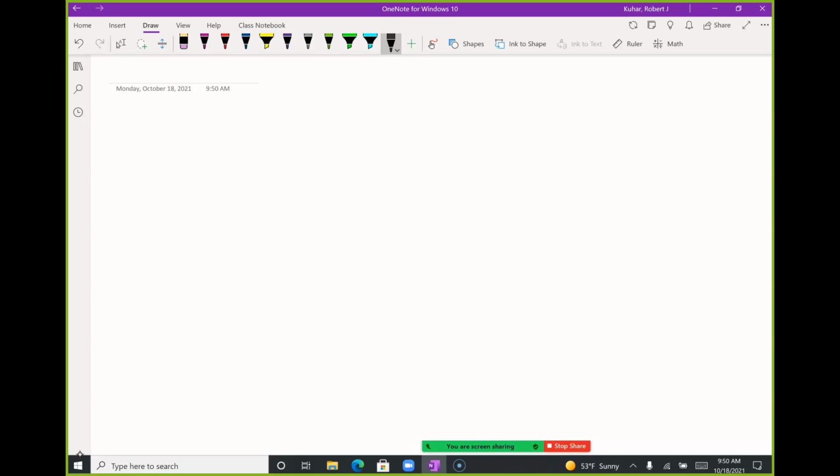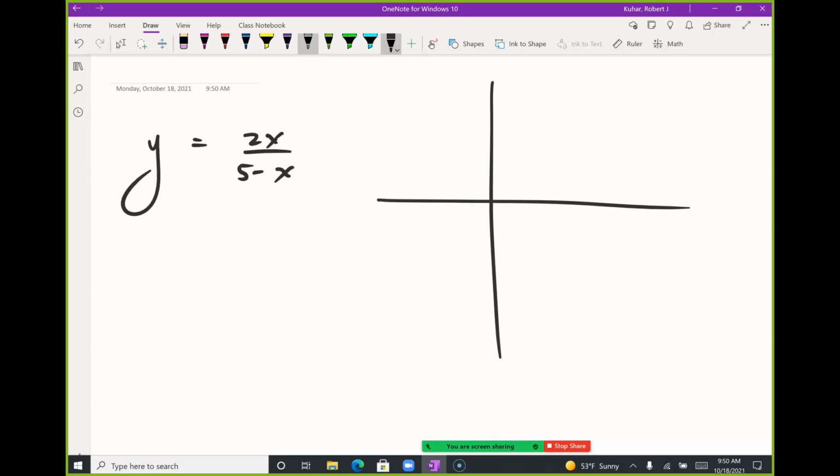All right, let's do another one. Let's do something that's more complicated, right? Let's do the one from the test: y equals 2x minus 5 over 5 minus x. You can tell that this one is 1-to-1. What's this horizontal asymptote?